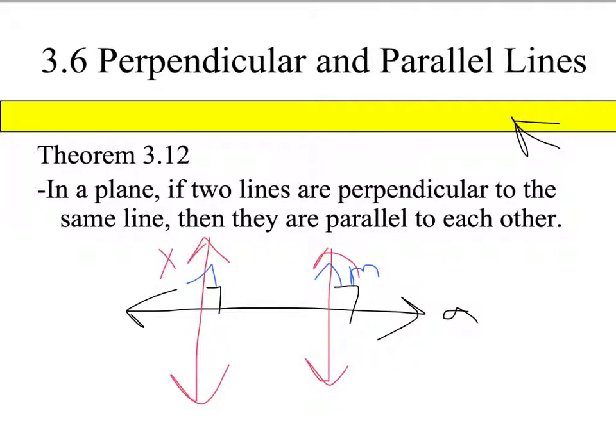And why is that? Because both of these angles are 90 degrees. So what would be the measure of the opposite angle? That would also be 90 degrees, which makes those corresponding angles. Those two angles are congruent, and they are corresponding angles, which means we know that X and M are parallel. Sweet! Let's get to a couple of examples.